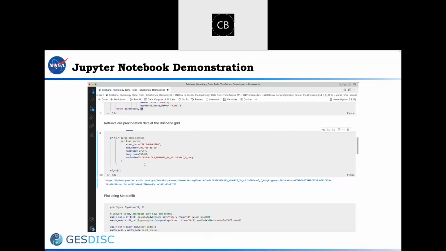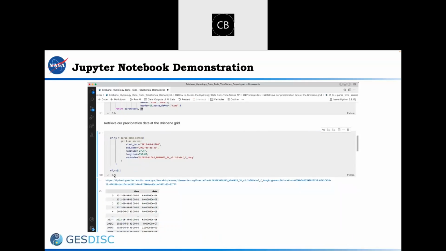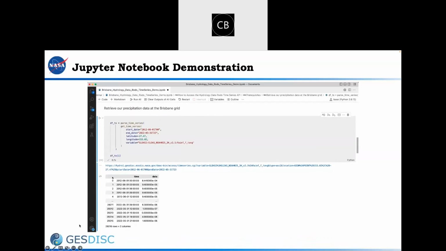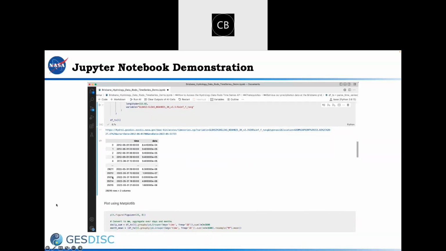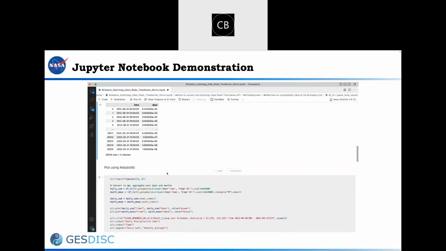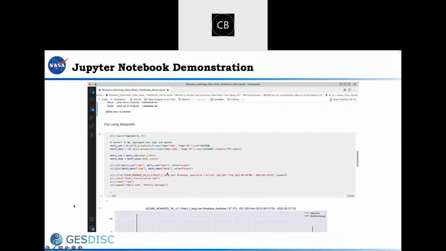Visual Studio Code gives you the length of time that these cells take to run. I print out the link just for diagnostic purposes, and in 8.7 seconds, I have retrieved 29,000 rows of 3-hourly GLDAS data over this Brisbane grid. And the functions that I defined put them into a pandas data frame. Lickety split.